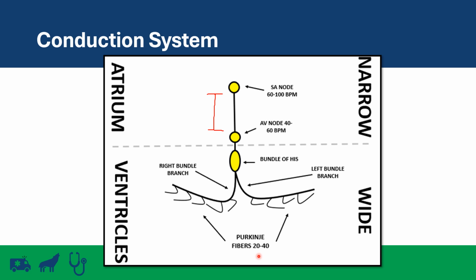Additionally, the wiring in the ventricles is not as efficient as the wiring in the atrium. So if we have an impulse that originates from within the ventricles, we will have a wide QRS complex.